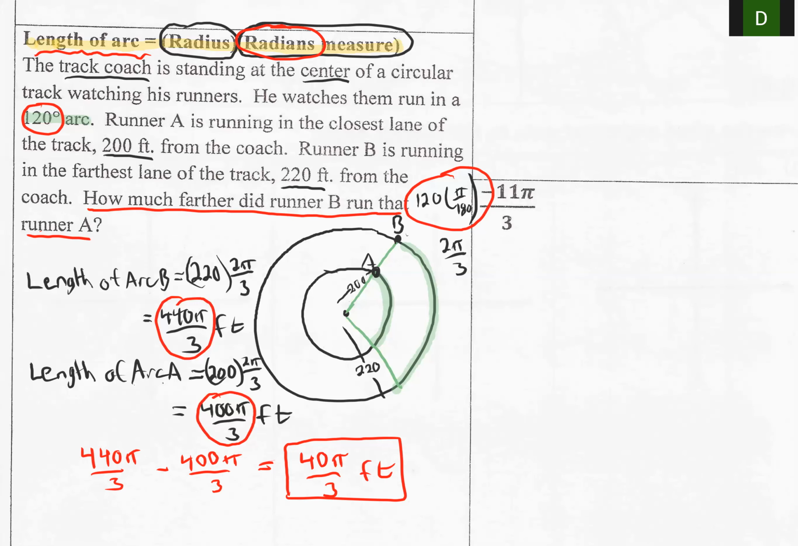So runner B actually runs an extra 40 feet, even though they're both running 120 degrees of their circle. Because B is in the outside lane, B has to run quite a bit further.